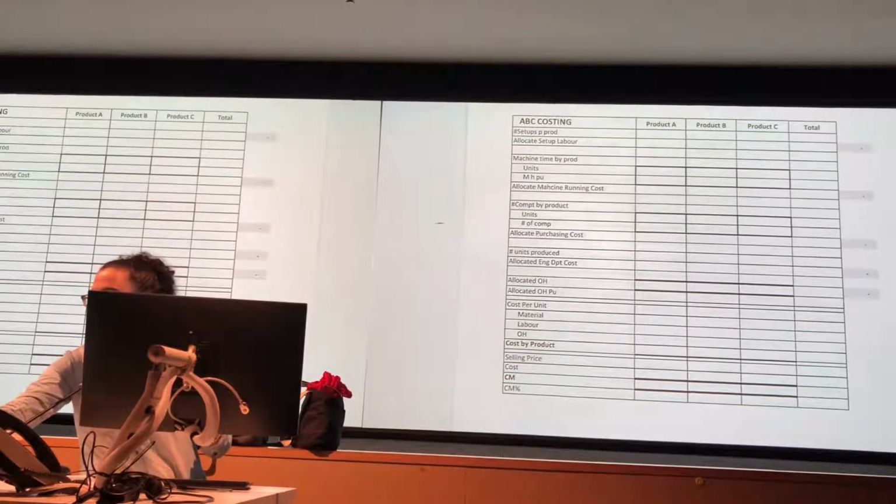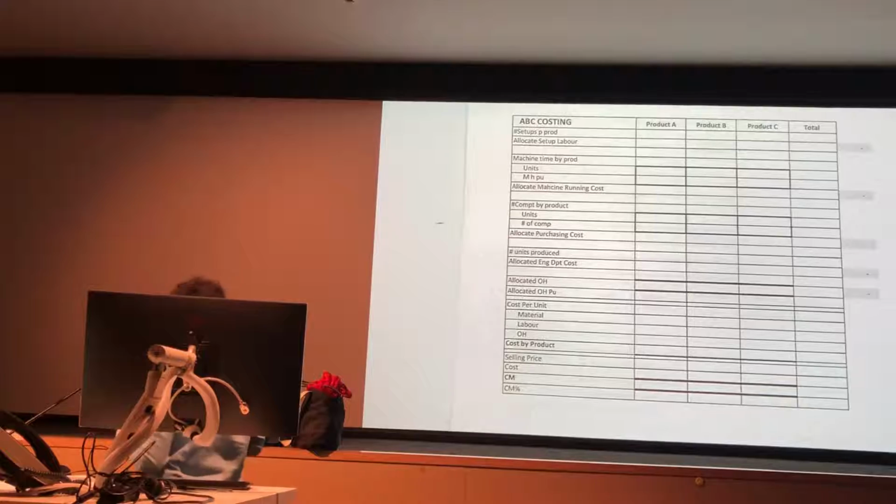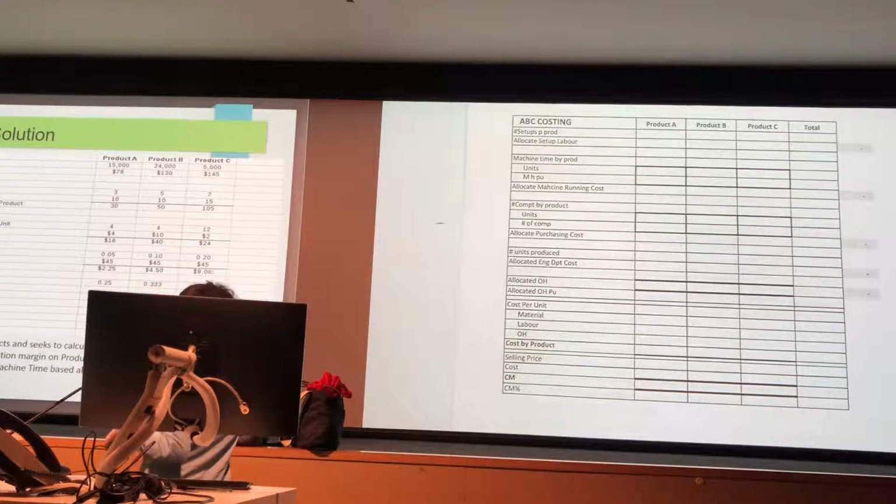I might actually do the same as last week, where I throw out the information we have on this side. Can you guys there at the back see that screen? Yeah? Good.